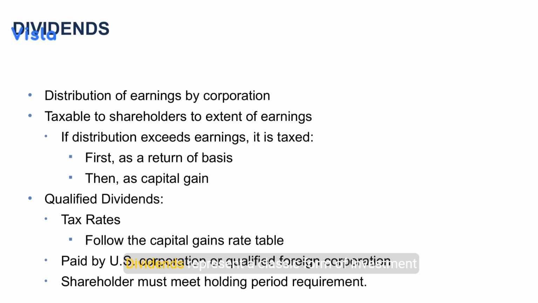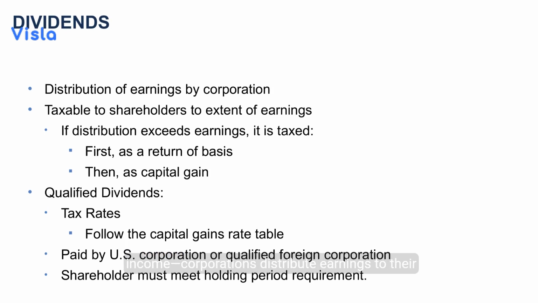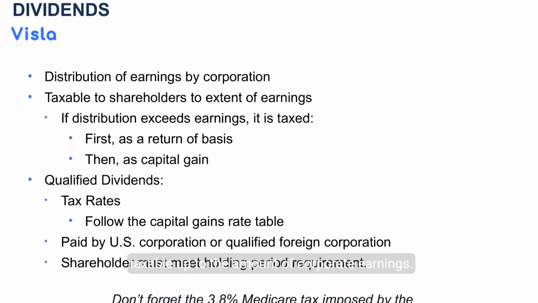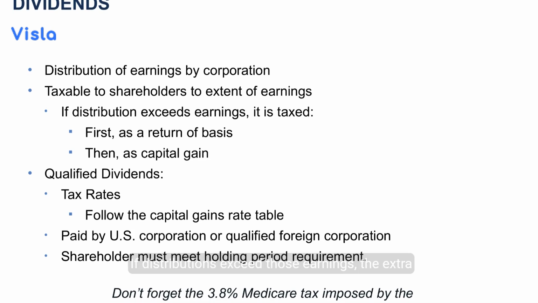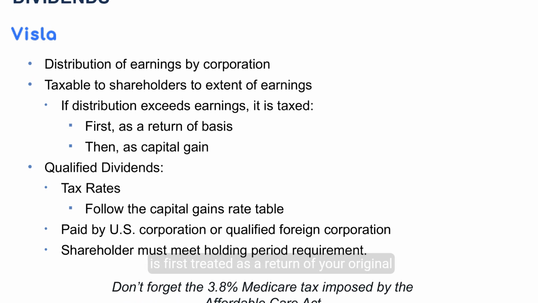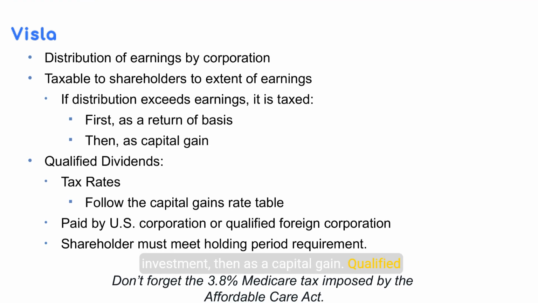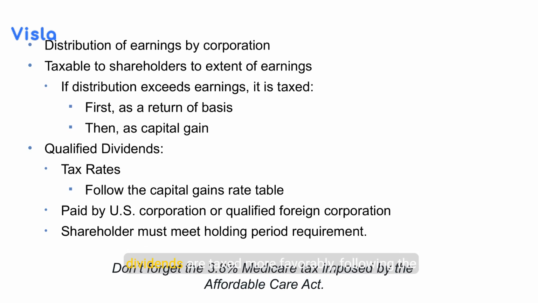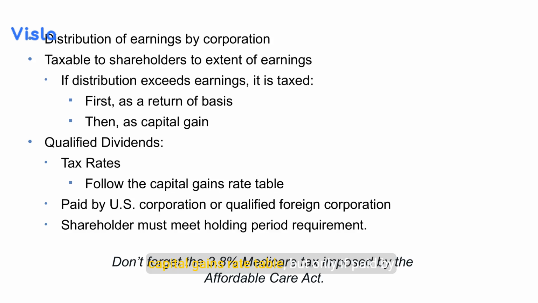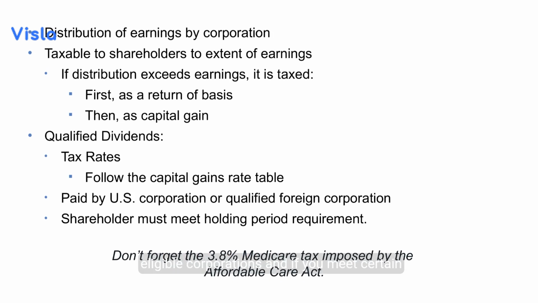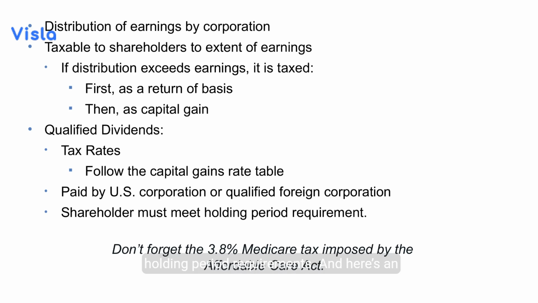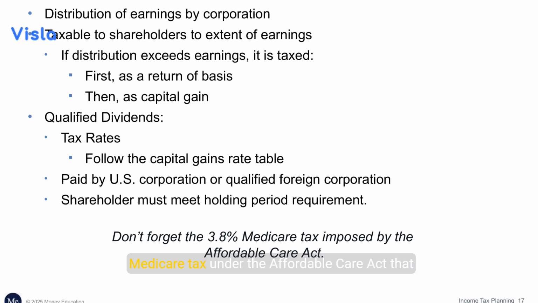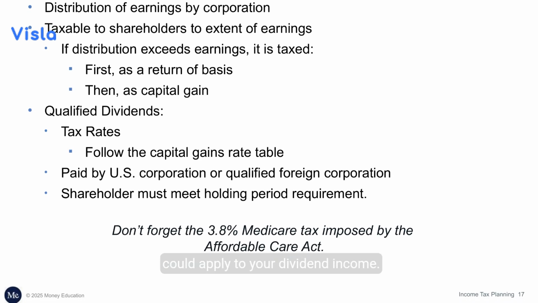Dividends represent a classic form of investment income. Corporations distribute earnings to their shareholders, and these payouts are generally taxable up to the amount of corporate earnings. If distributions exceed those earnings, the extra is first treated as a return of your original investment, then as a capital gain. Qualified dividends are taxed more favorably, following the capital gains rate table, but only if paid by eligible corporations and if you meet certain holding period requirements. And here's an important reminder. There's an additional 3.8% Medicare tax under the Affordable Care Act that could apply to your dividend income.